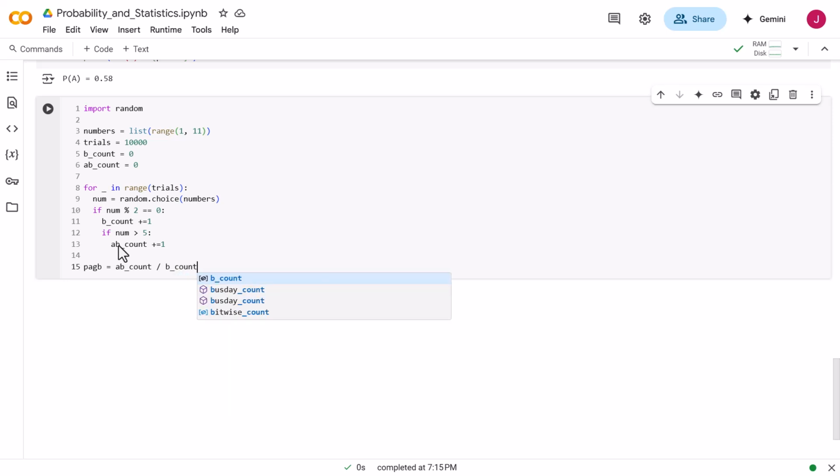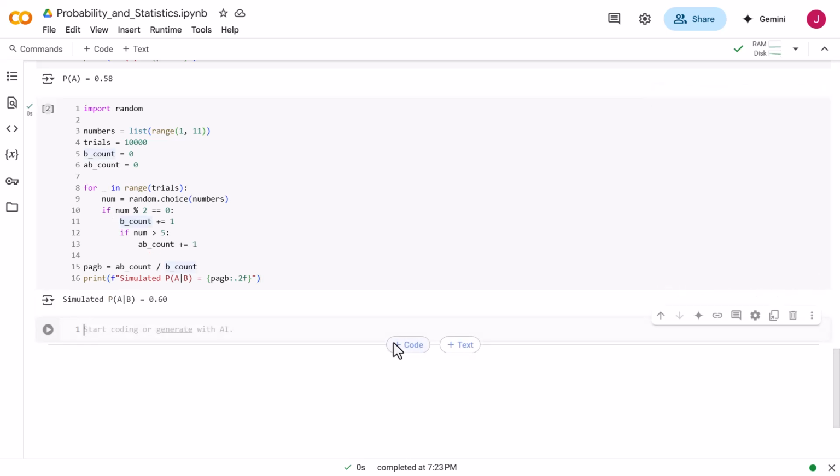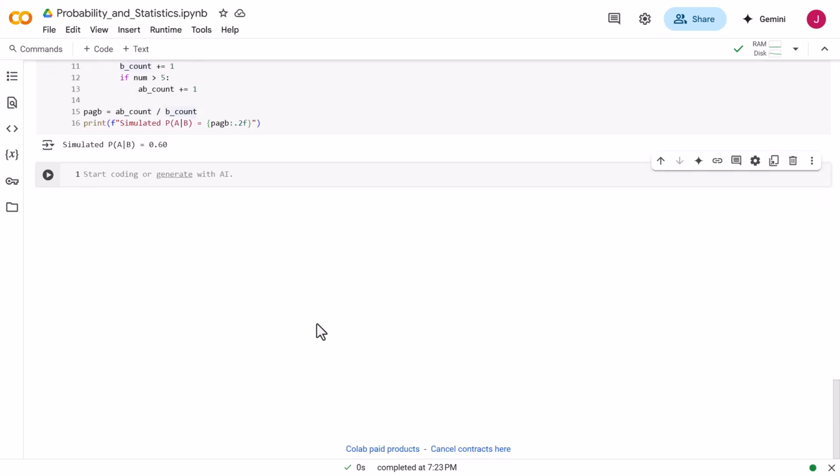right? AB count divided by B count, and then we print an f-string: I here simulated probability of A given B is this one, right? So let's try, and it shows 60%. Probability of A given B is 60%.